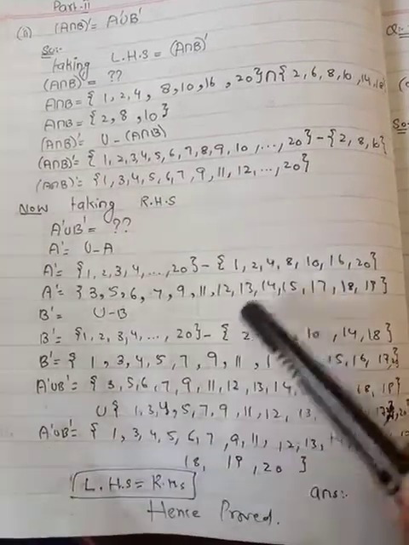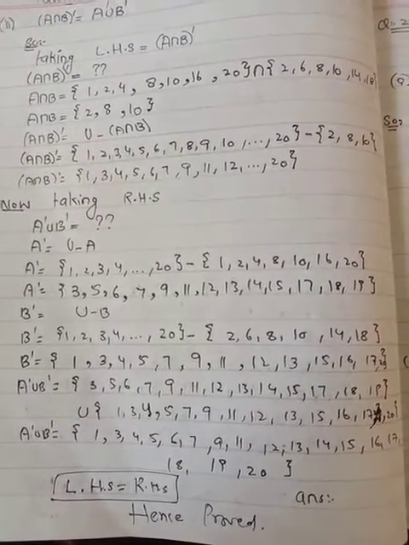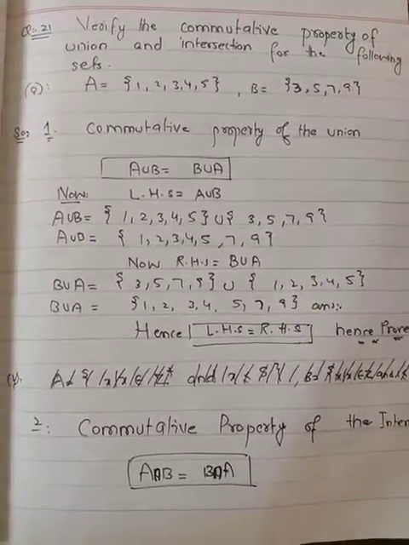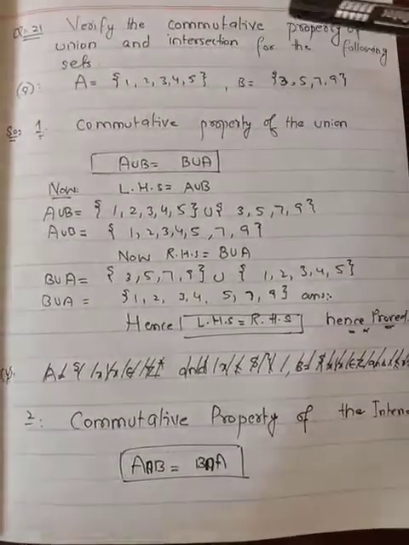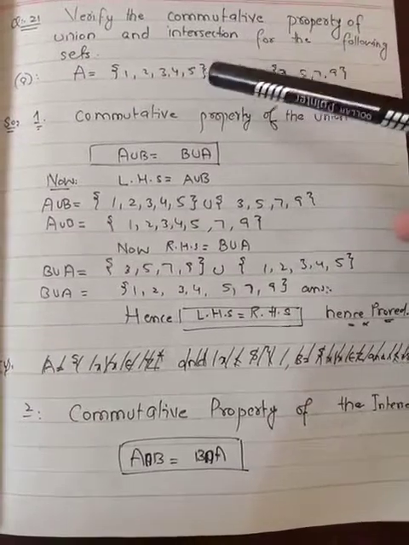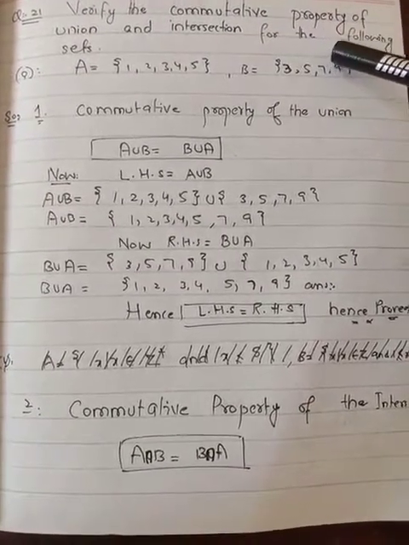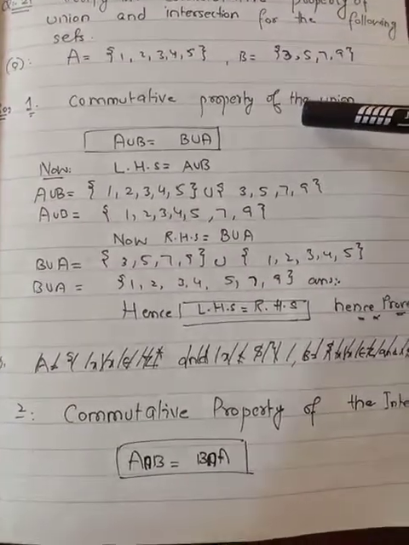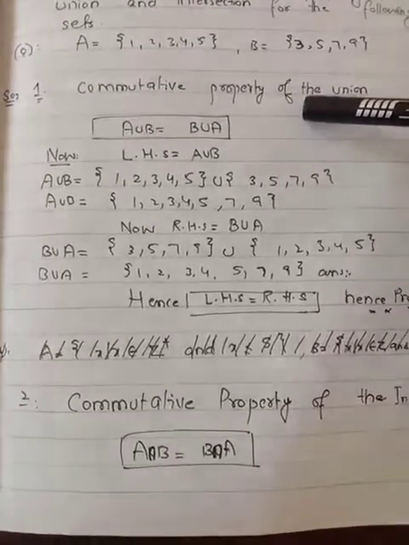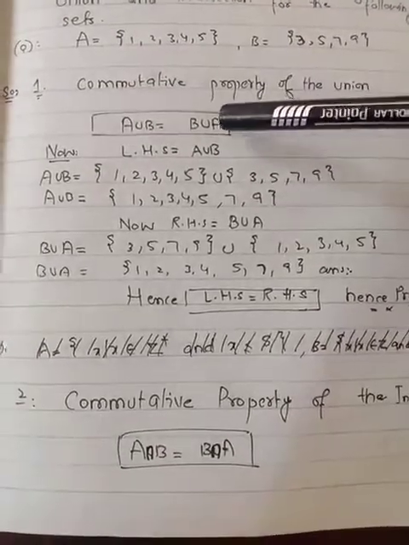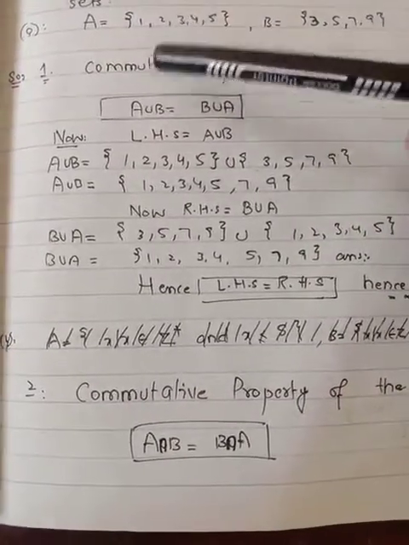Now let us move towards question number 21. Question number 21 is: verify the commutative property of the union and intersection for the following sets. A set is 1 to 5, B set is 3, 5, 7, 9. We have to prove the commutative property of the union. As we know, in union there are two sets A and B and we have to find the union of the two sets.